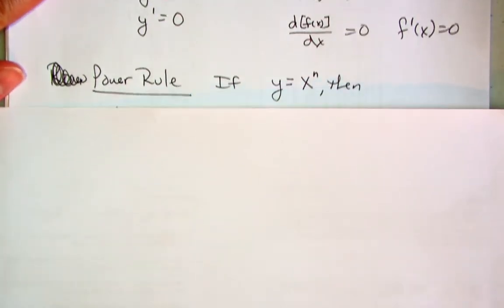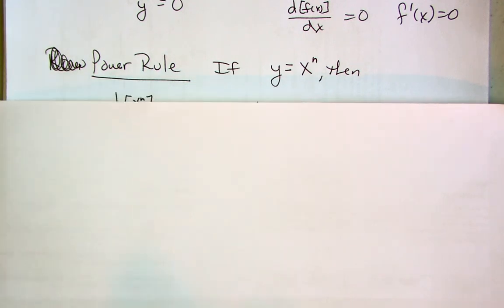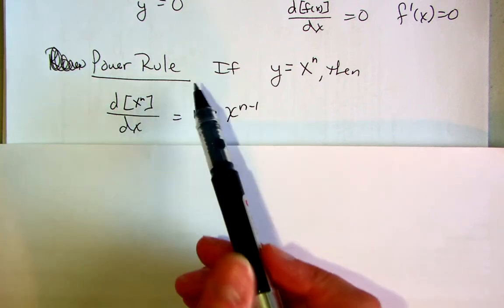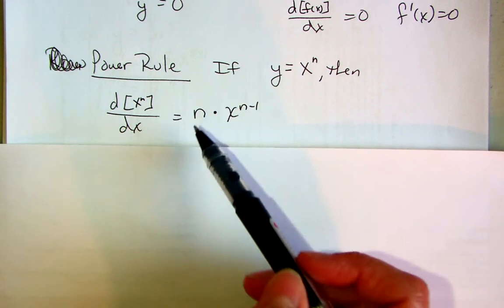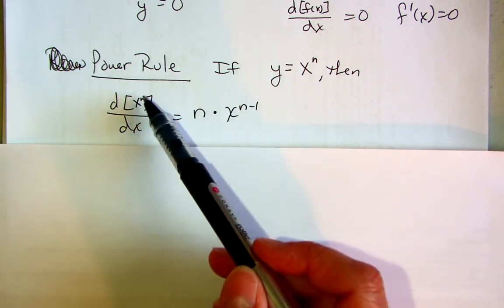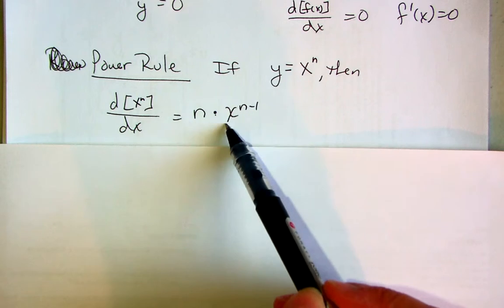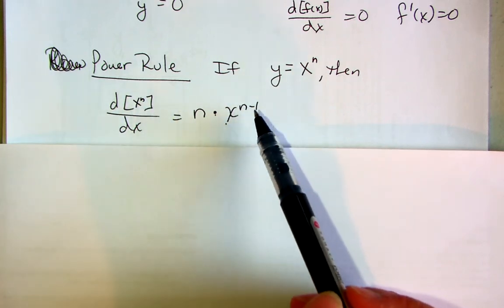Next one, power rule. If I give you y equals x to the n, then what? Well, when I take the first derivative of x to the n with respect to x, this is how I do it. I take the exponent and bring it down, multiply it by x, and then take that exponent and decrease it by 1. That's how you do that.